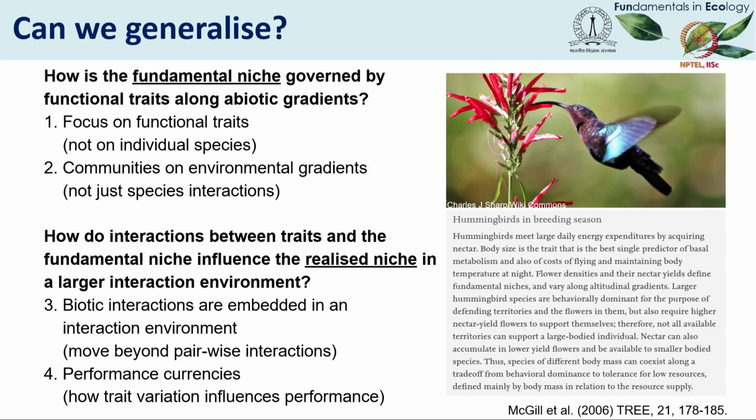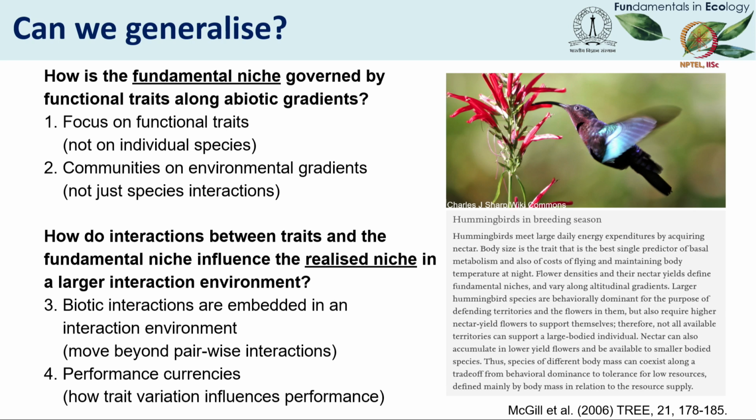So if we turn our focus to these functional traits, to the properties of these species, then we can ask, how is the fundamental niche of the species, which is where can this species even occur? And we will talk in more detail about functional niches and realized niches. How is the functional niche governed by the functional traits of this species across abiotic gradients?